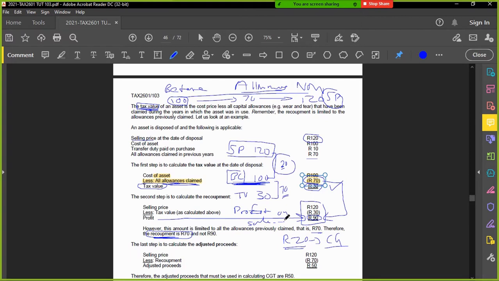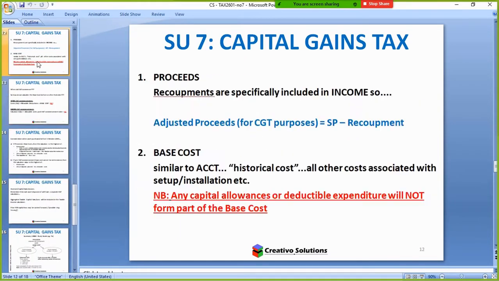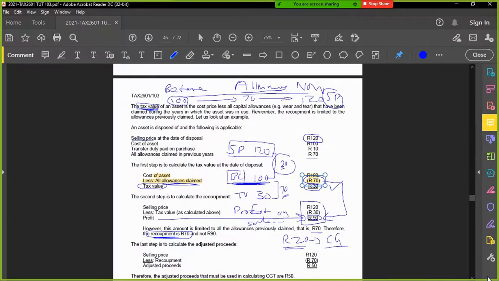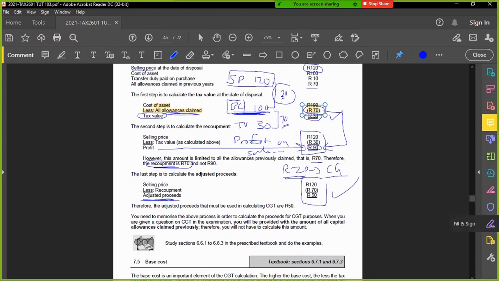If you use the formulas, what does the formula say when working out proceeds? The formula says adjusted proceeds is the selling price minus the recoupment. Do we know what the recoupment is now? Yes. The recoupment is 70. So I'm going to take out 70. So what's 120 minus 70? 50. Do you see what they've done there? That's the adjusted proceeds. And then if you work out the capital gain, it'll be 20. Did they show that? No, they didn't. They should have. All right, let's go back.